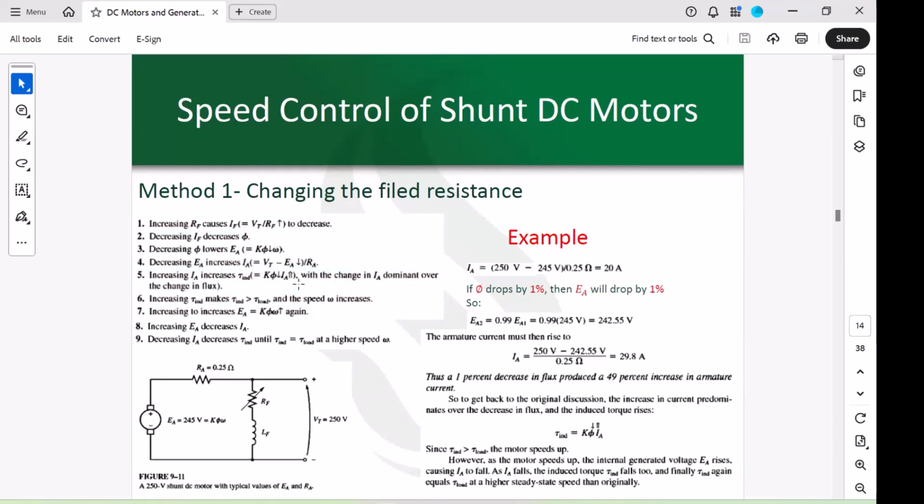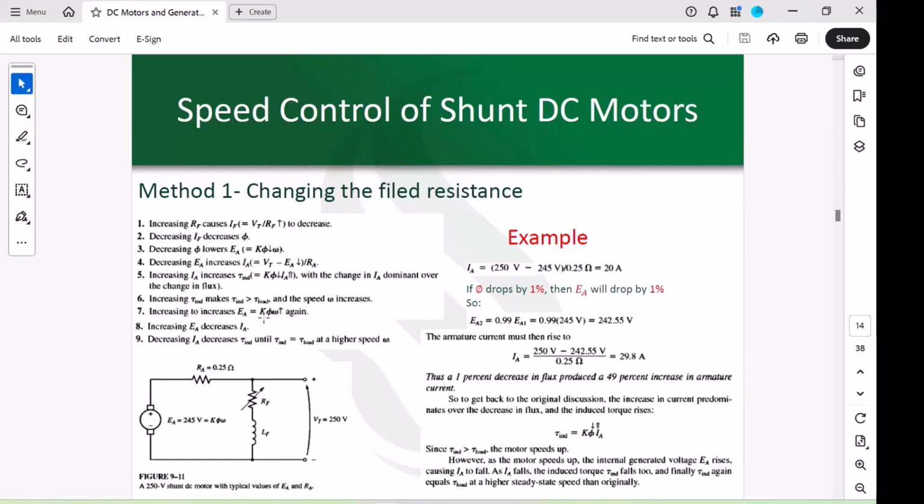Why is it so? That's because, mathematically speaking, phi was decreasing, right? Here in the tau equation, phi is decreasing, but IA is increasing. So which one is dominant? Really, IA is dominant here under normal conditions. So overall, tau will increase. When tau increases, it will accelerate the machine, right? So that's why the speed will go up.